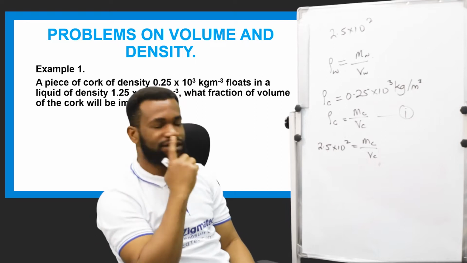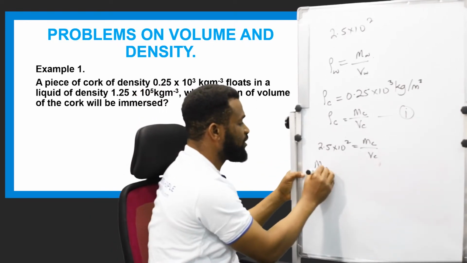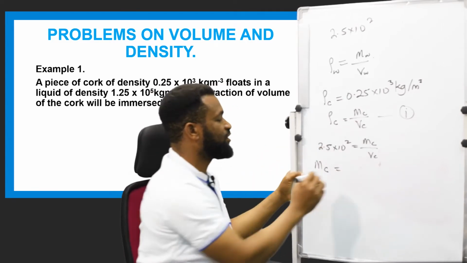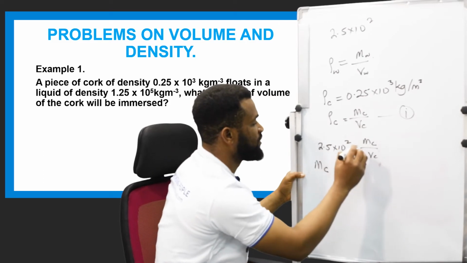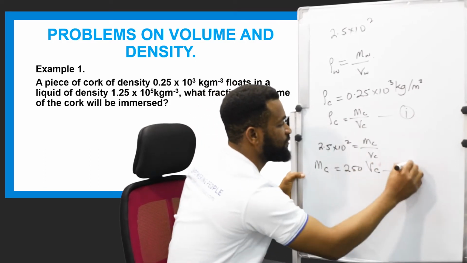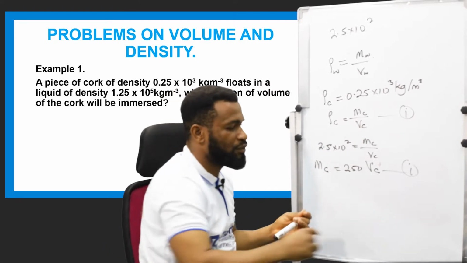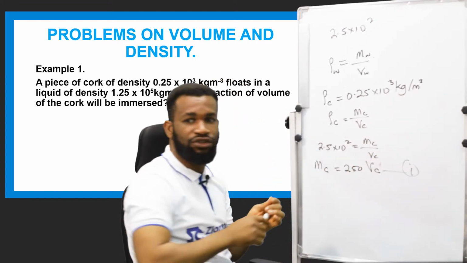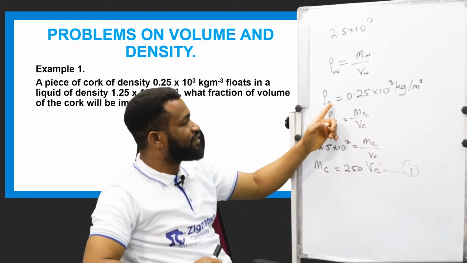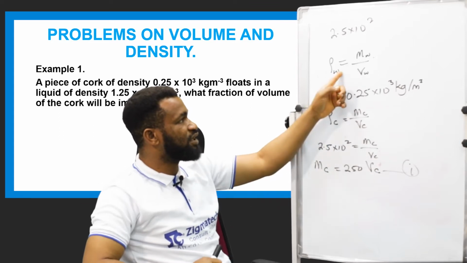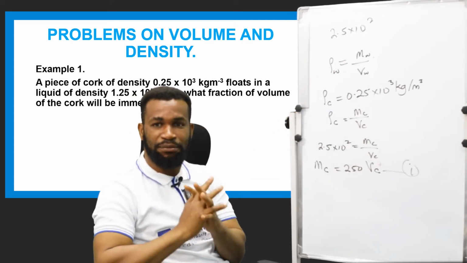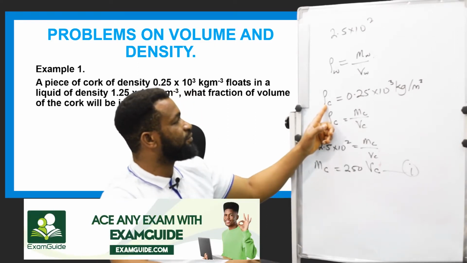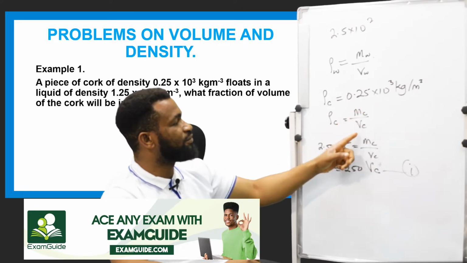Now, there was no mass of the cork, so I'm going to say that the mass of the cork is going to be 250 times the volume of the cork. This is the further relation. So at this point, I started with the cork from this relation, but this one is the main formula. Then you can model it based on the question you are given. So this is density of the cork. Density of cork is mass of the cork over volume of the cork.